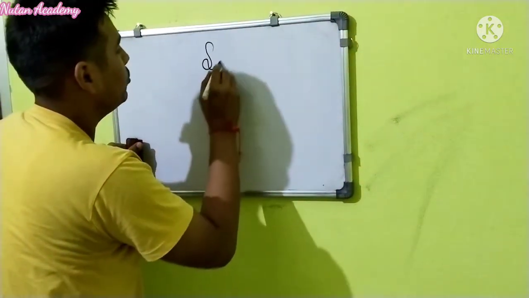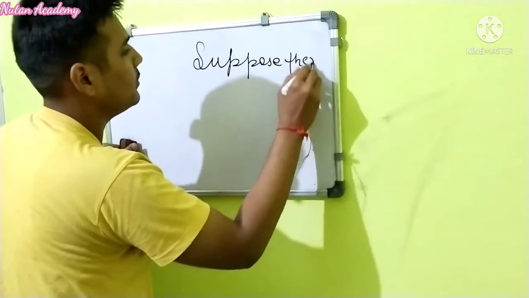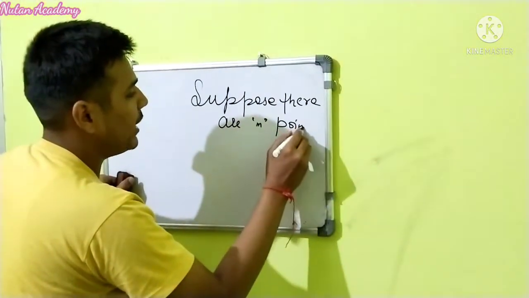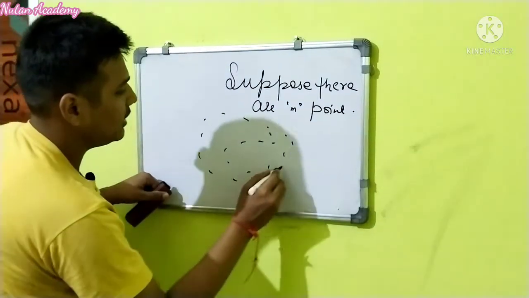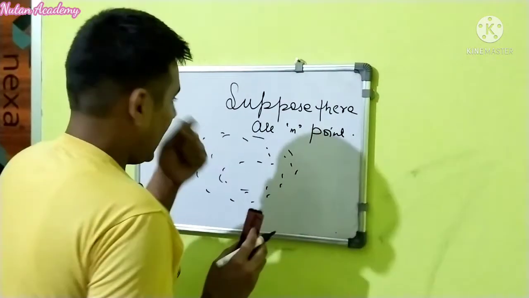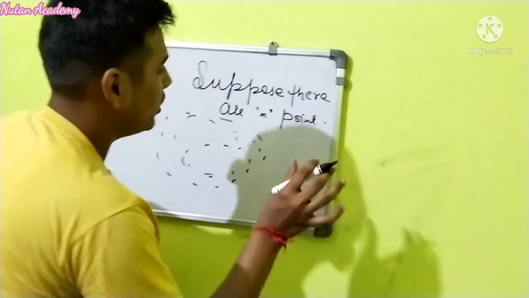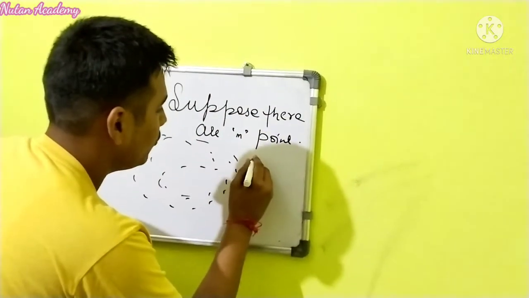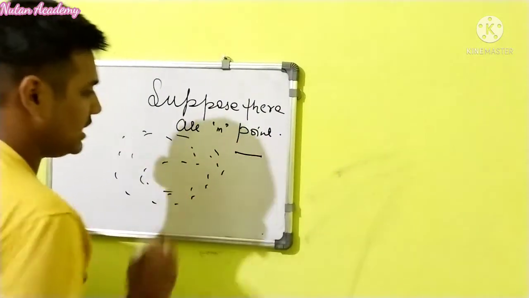Suppose there are m points. M points means infinite, so many points. This is called m points. Matlab many points, infinite. And we know that for making a straight line, notice my word, we need at least 2 points. For making a straight line we need at least 2 points.